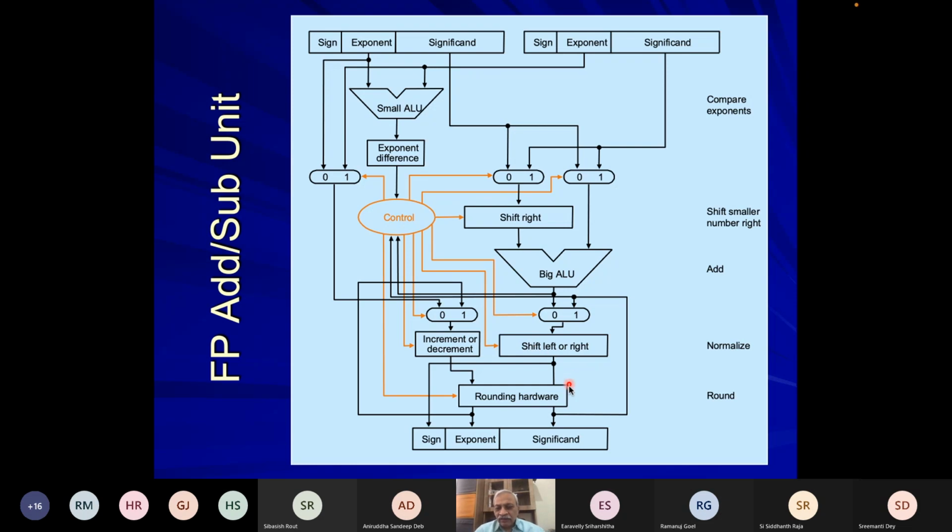After that, we do rounding off. I'll talk of rounding off a little bit later. But after that, you get the result. But it so turns out that after rounding, the number may become unnormalized again, and you may have to perform normalization once again.